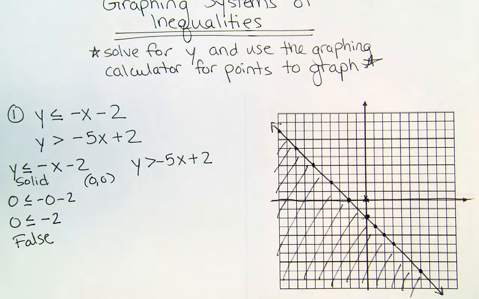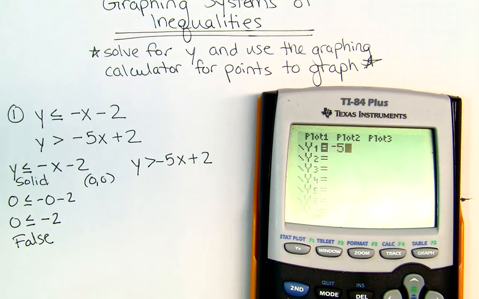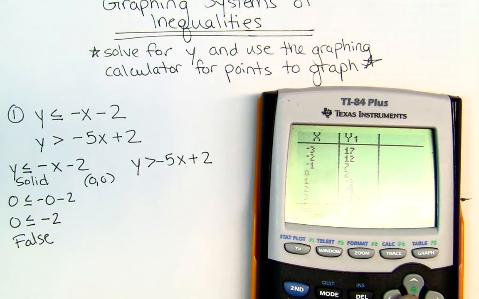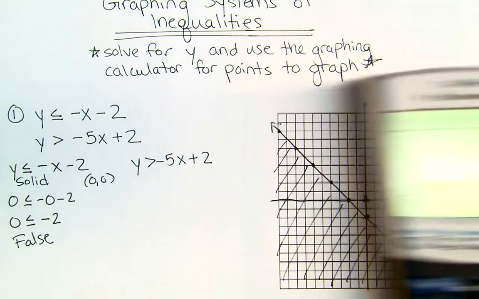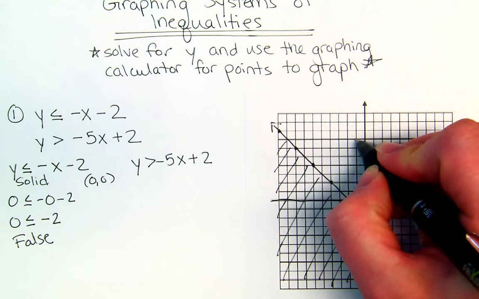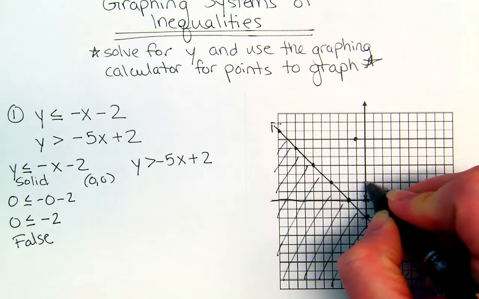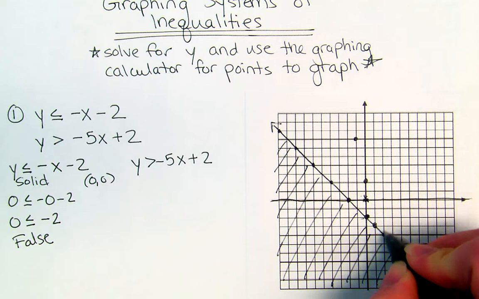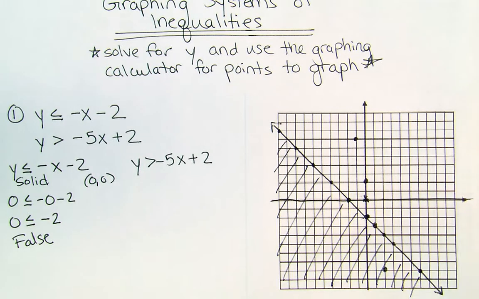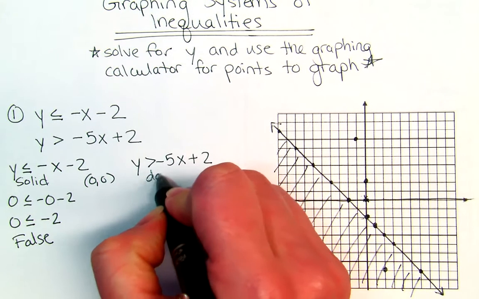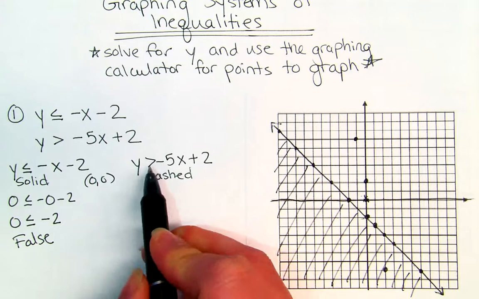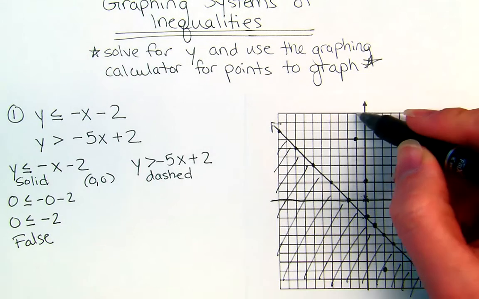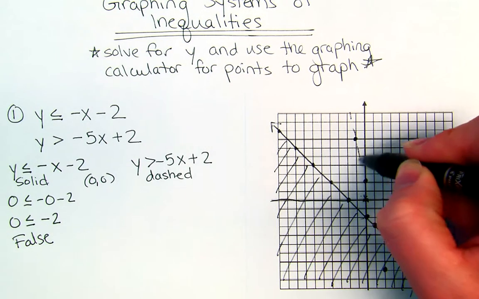Same thing, I'm already solved for y. So I'm going to go into my graphing calculator and I'm going to type in -5x plus 2, take a look at the table, and find some points for us to graph. So some of the points are (-1, 7), (0, 2), (1, -3), and (2, -8). Okay? Now I need to draw a dashed line, because this is just a greater than symbol. So I'm going to go ahead and draw a dashed line right here.